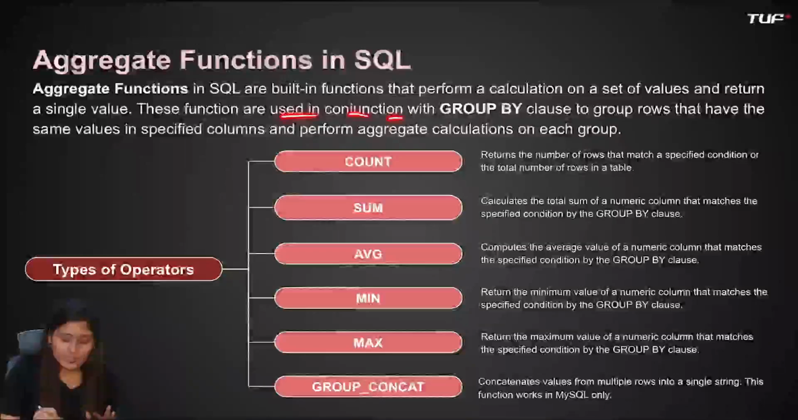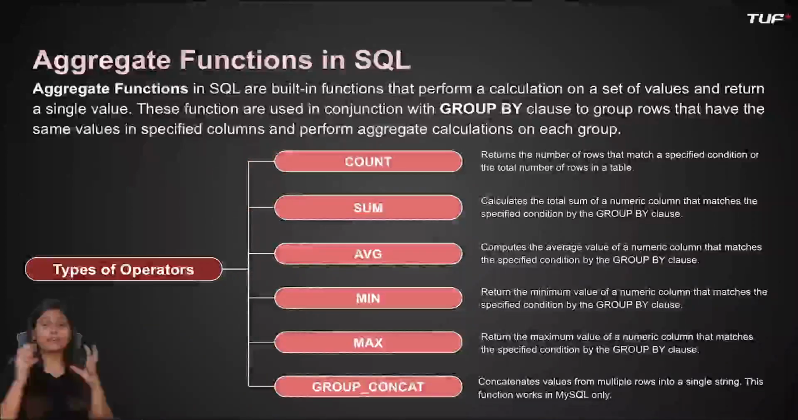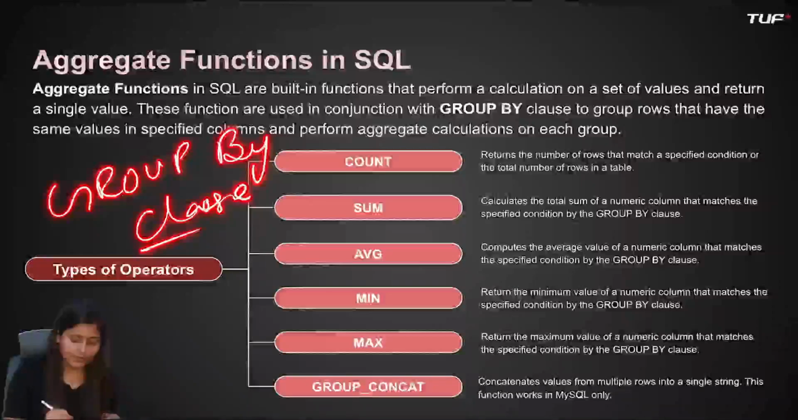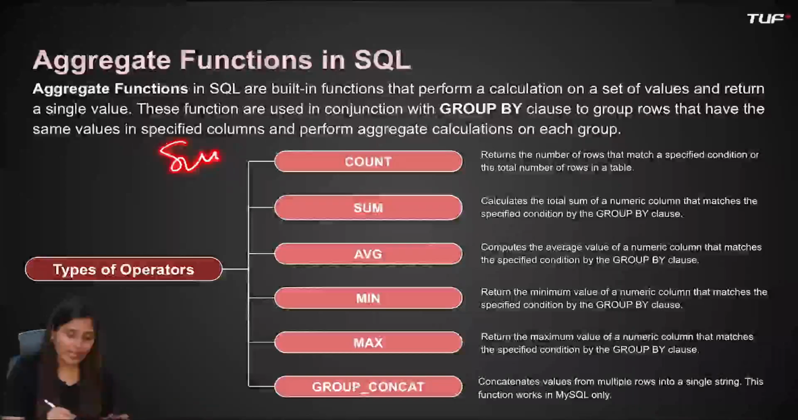These functions are used in conjunction with the group by clause to group rows that have the same values in specified columns. What the group by clause is, and the different types of clauses, we'll be learning in the next lecture. As of now, just learn that with the group by clause we are using these aggregate functions.